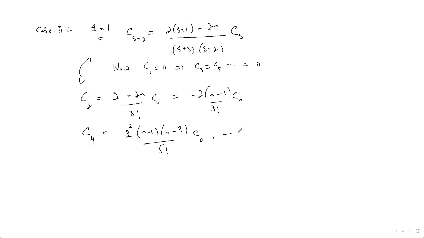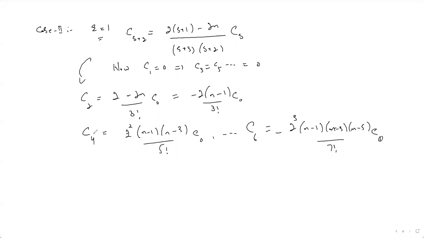Okay. Similarly, I can have the C6. What is C6, by the way? It will be 2 to power 3 n minus 1, right? N minus 1, but this term will be minus now. 2 to power 3 n minus 1, n minus 3, then n minus 5, divided by 7 factorial. So yes, 7 factorial n plus 1, 7 factorial C naught.